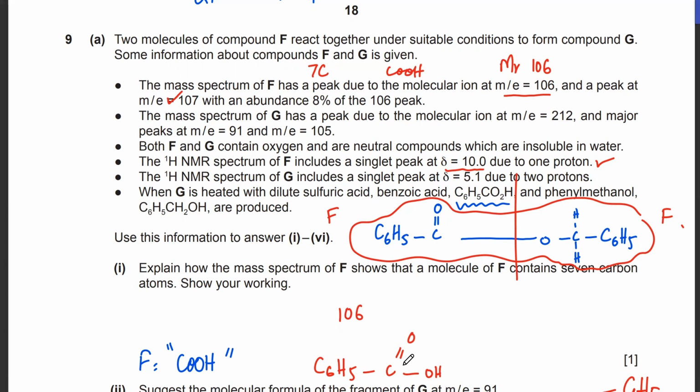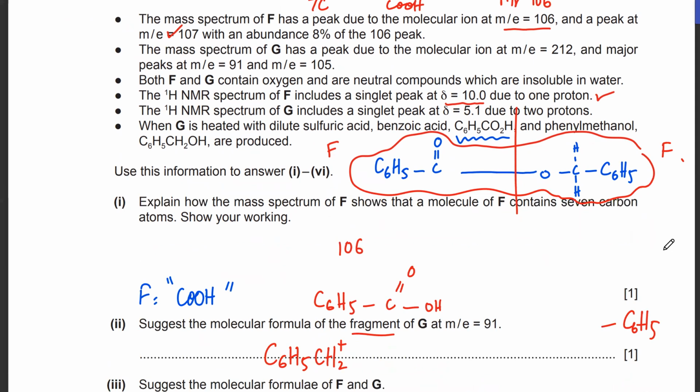So 7 times 12 is 84 plus 2 oxygens. That can't be, because as soon as I add 2 oxygens over here, with 7 carbon atoms and 2 oxygens, and the mass spectrum of F has a peak at 106, I actually cross 106.